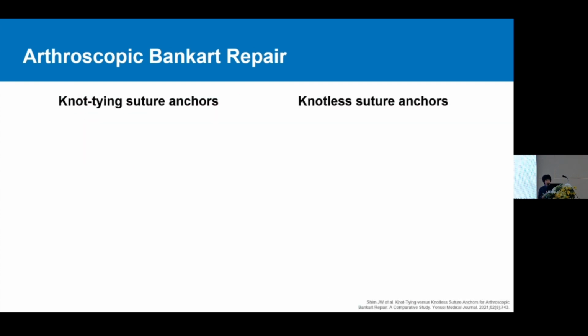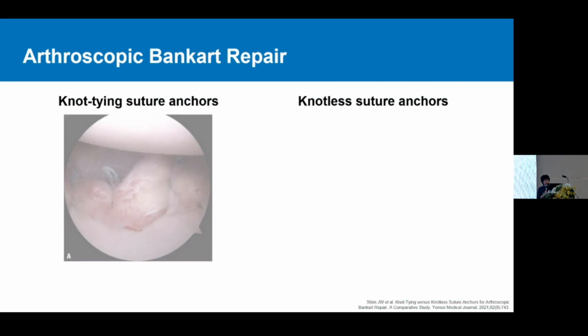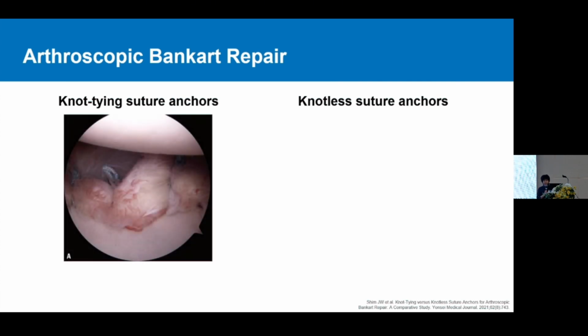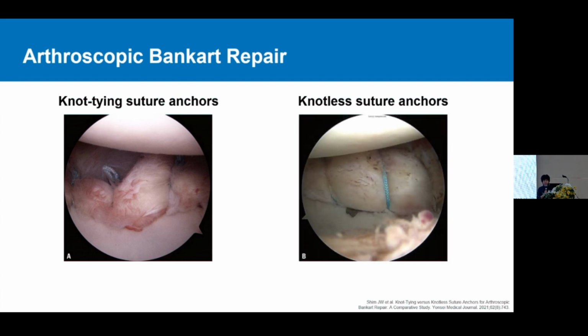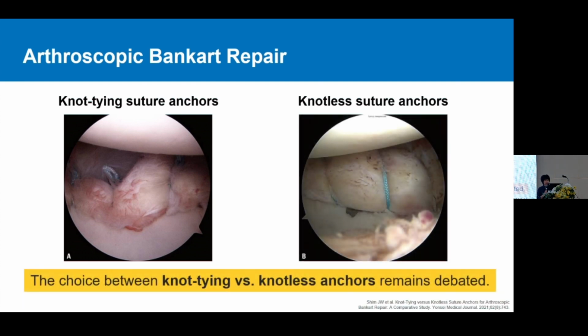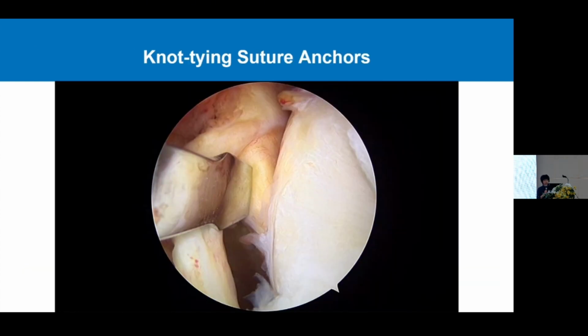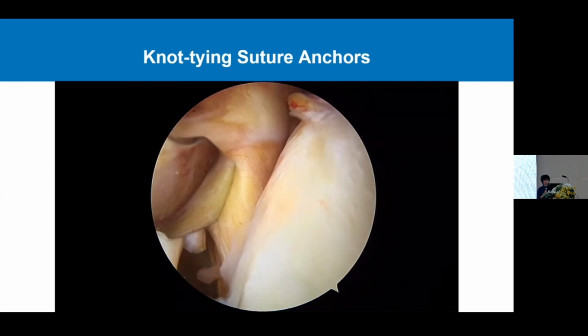There are two types of suture anchors used for arthroscopic Bankart repair. The first one is the knot tying suture anchor, and the second one is the knotless suture anchor. However, the choice between knot tying suture anchors versus knotless suture anchors remains debated. For the knot tying suture anchors, I will show you in this video about the technique.